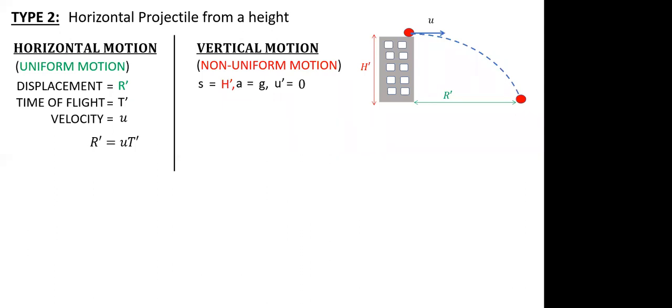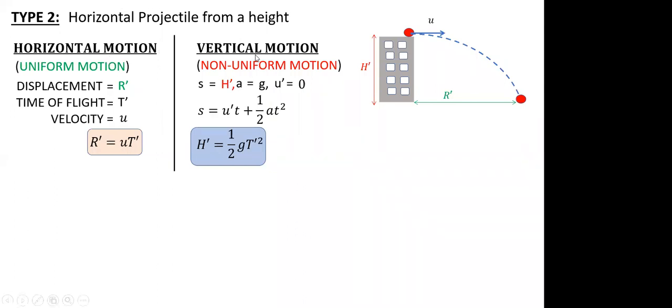Why will it be 0? Because I'm throwing it horizontally, so initially there is no velocity acting vertically. So that velocity will be 0. And directly, if I apply the formula, I can get the value of h dash is half g t dash square. Now you can directly apply these two formulas or just remember this concept.